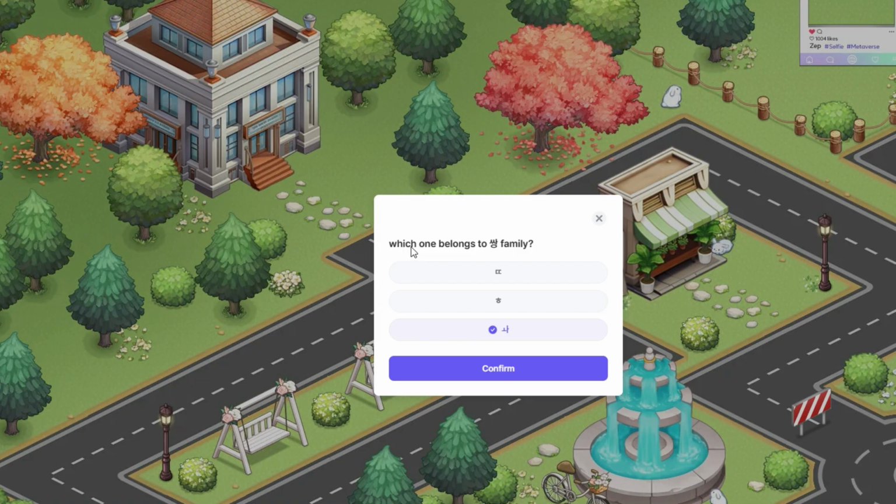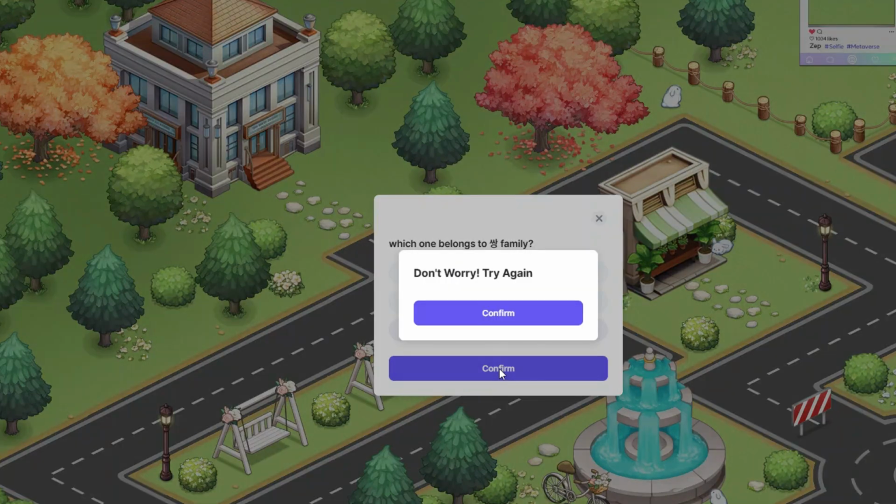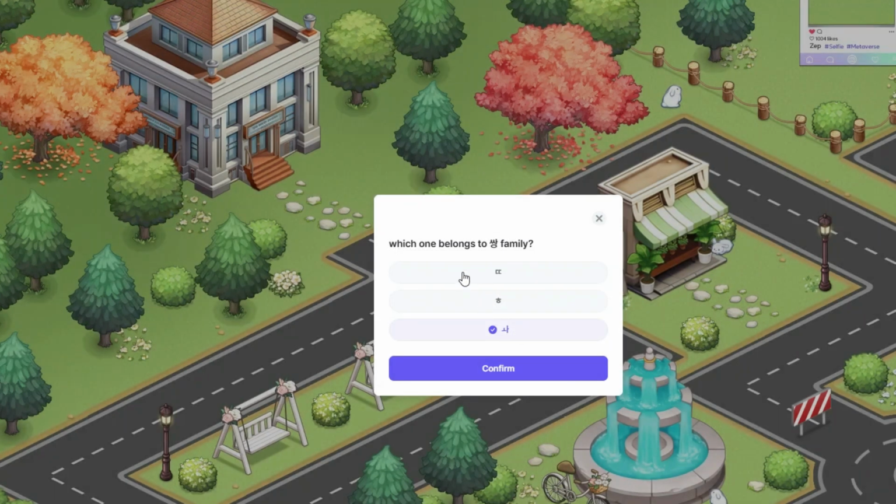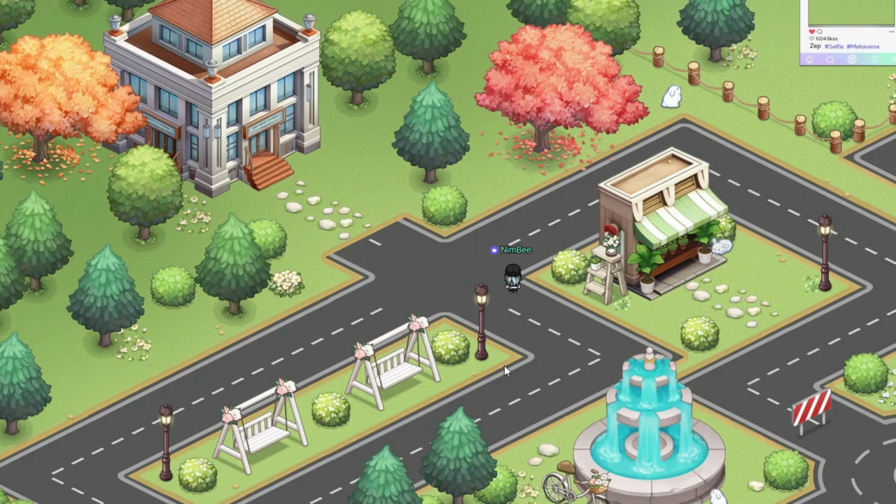Here, the question is which one belongs to Sang family? Do I know this one? I think this may be the correct answer. Let's see. Oops. See? It's all part of the fun. Don't worry at all. We're all learning together. Let's try next one. This one. Yes.